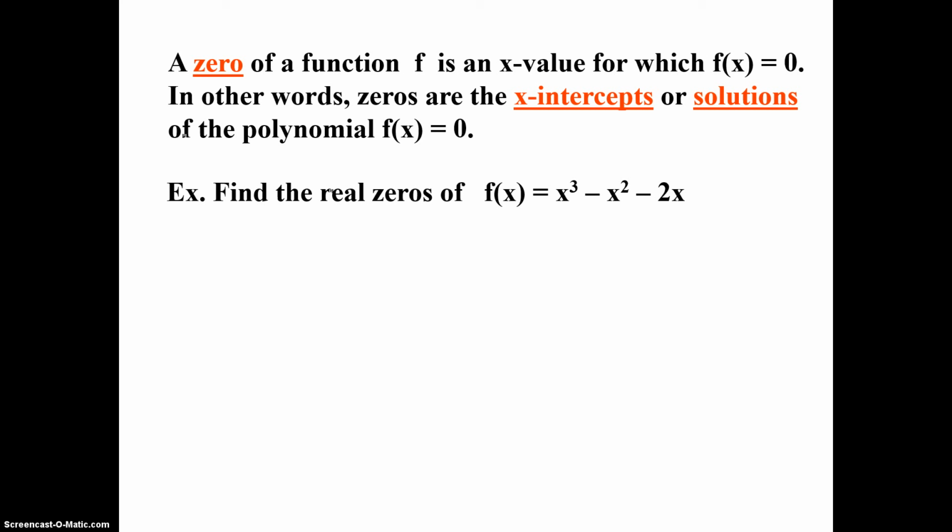All right, it says to find the real zeros of f of x equals x cubed minus x squared minus 2x. Again, zeros mean the same thing as x-intercepts, mean the same thing as solutions, mean the same thing as roots. But one thing that I do want you to remember is the following. First of all, let's do a little brief review.